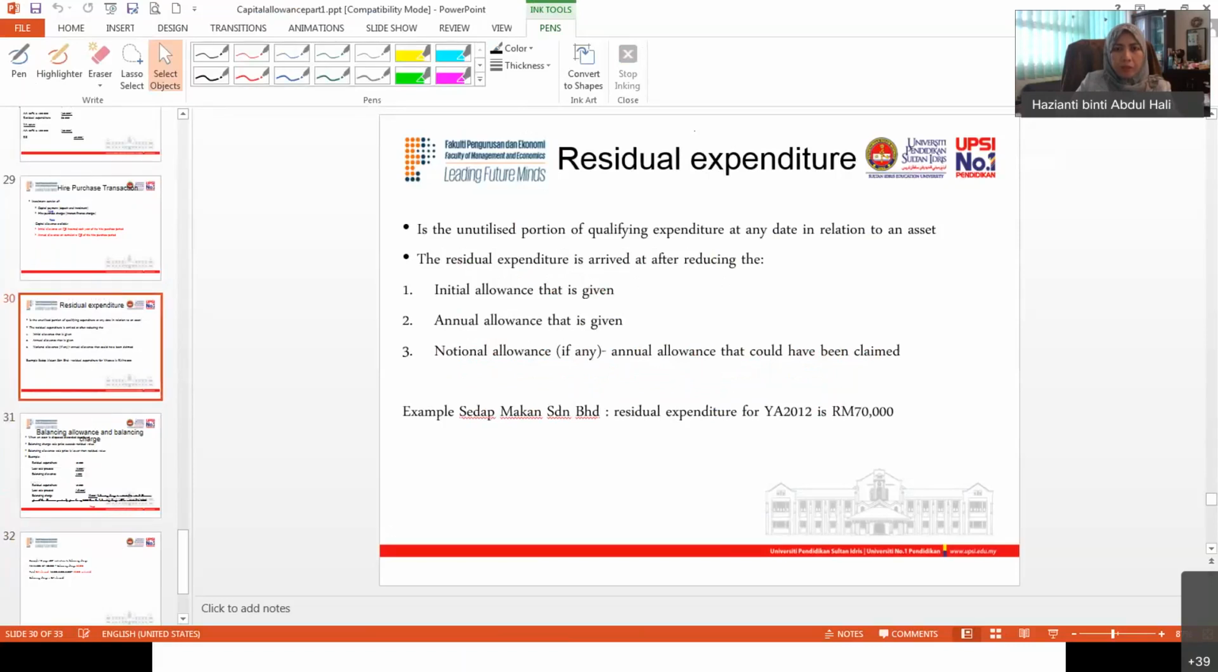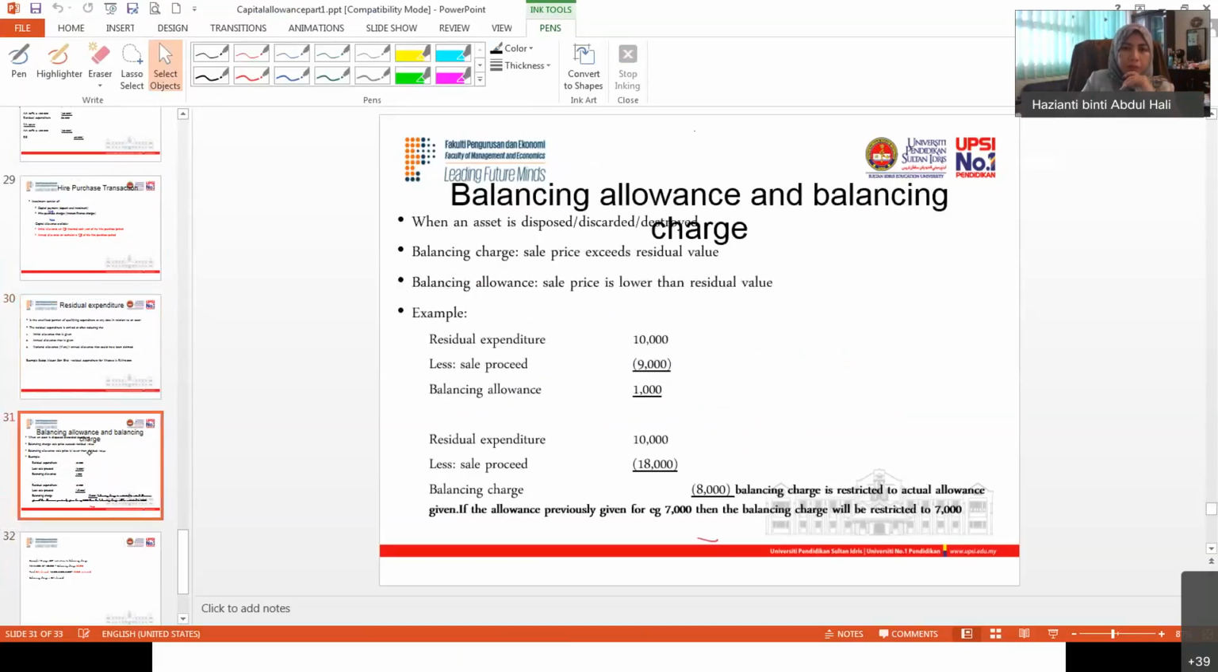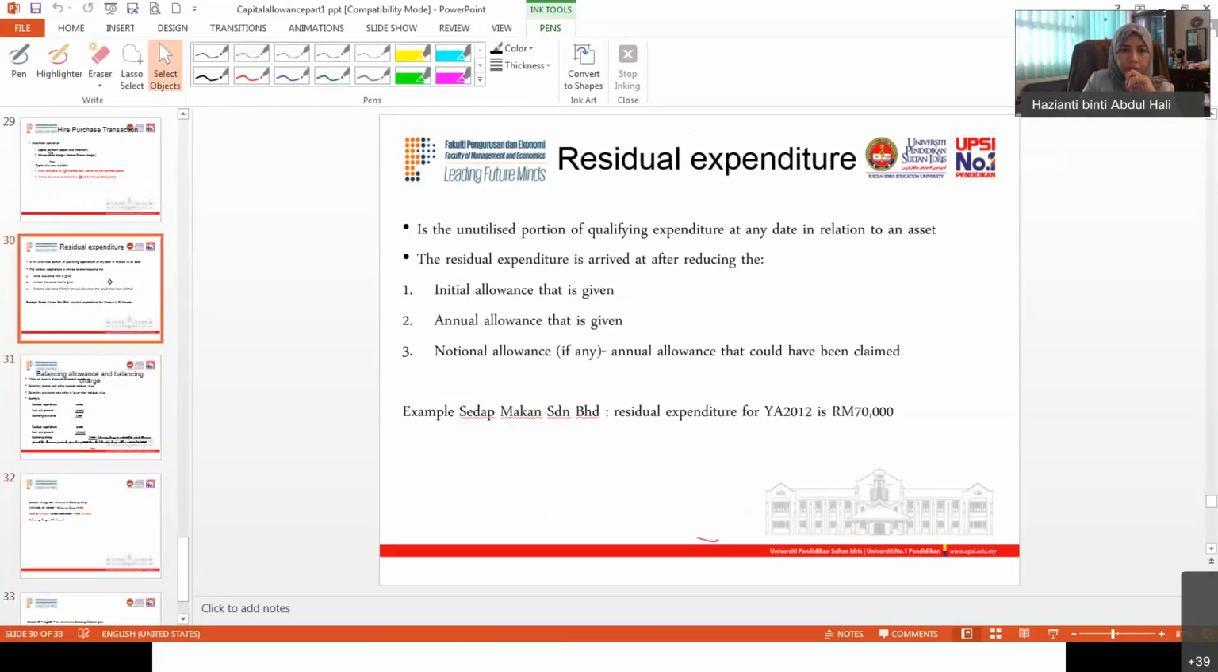Okay, this one is about residual expenditure. Tadi kita dah buat, every year bila kita ada qualifying expenditure, kita tolak dengan initial allowance and annual allowance, kita ada balance. Balance tu we call it as residual expenditure.